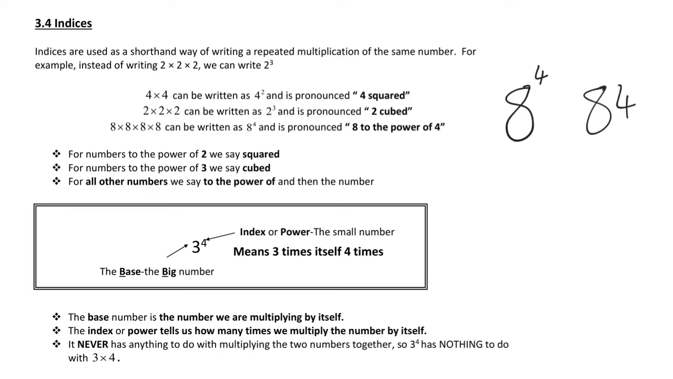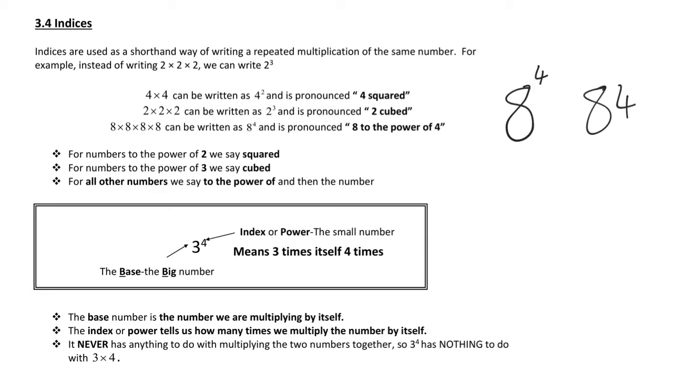for 84. For numbers to the power of 2, we always say squared. For numbers to the power of 3, we always say cubed. And for all other numbers, we say to the power of. So in 3 to the power of 4, the base is the big number and the index, or power, is the small number. And what it means is 3 times itself 4 times.